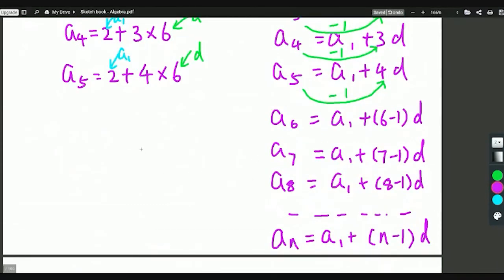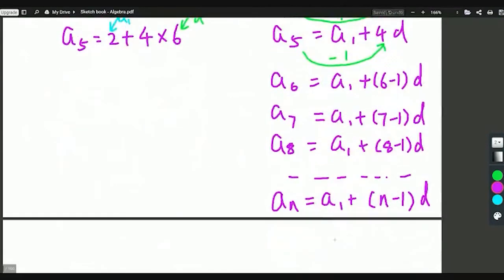We know that A1 is 6. So A1 is 2, and plus n minus 1 subtract d, and d is 6, right? If we actually put the A1 and 6 back, then we have this.